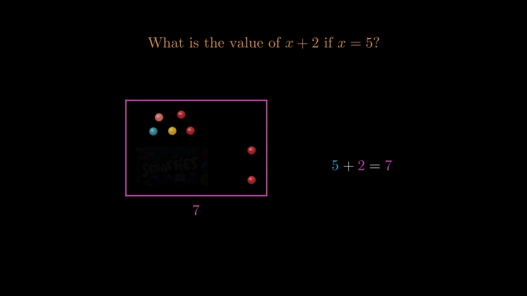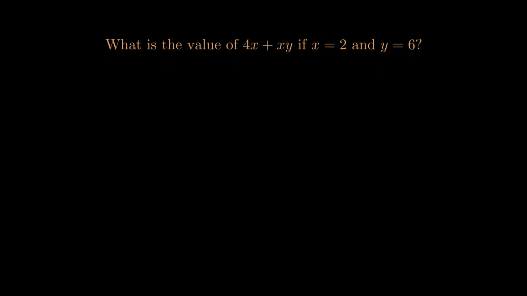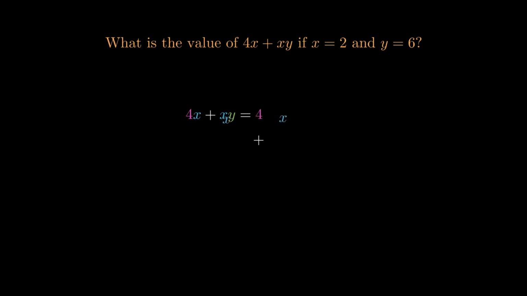Okay, so let's see another example with something a little more complicated. We have 4x plus xy here. Now, remember, whenever we have things like 4x or xy, two objects stuck together with nothing between them, we are actually hiding multiplication signs between them. So it's 4 times x plus x times y.